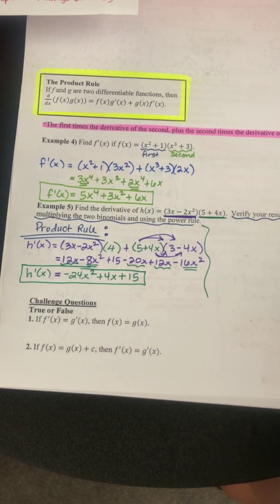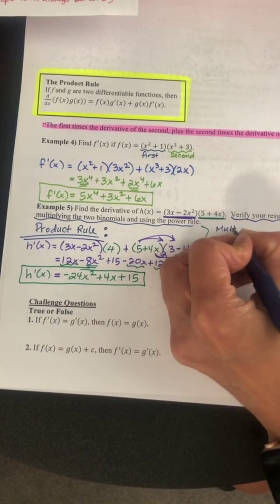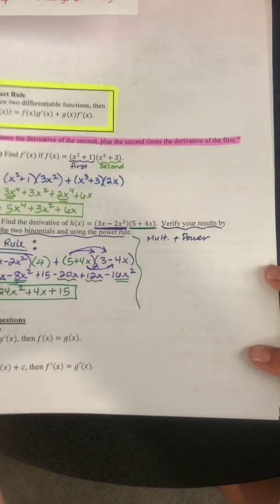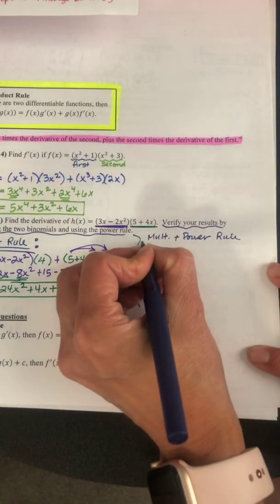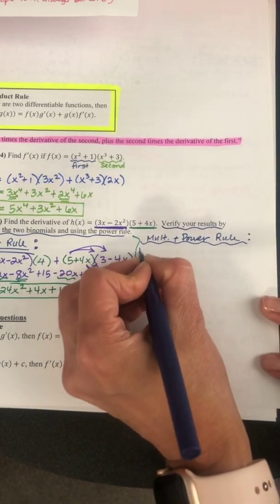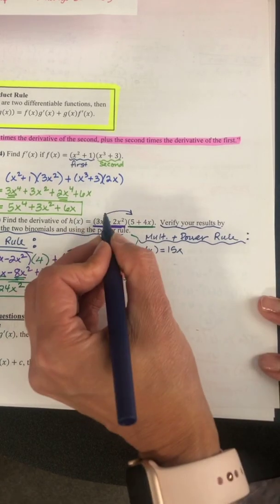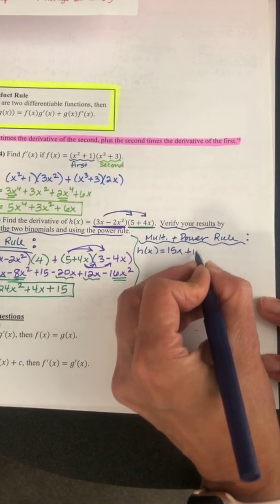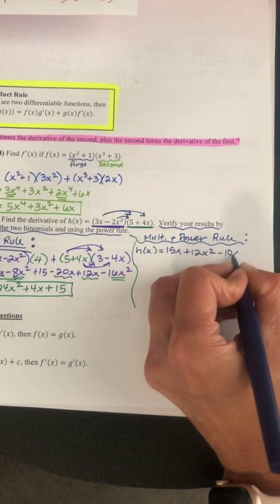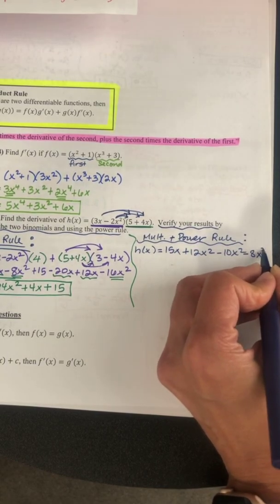So now let's try it out with the power rule. So we first have to multiply first. So multiply, and then we're going to use the power rule. Okay, so we got to multiply this out. So I have h of x equals, so 3x times 5 is 15x. 3x times 4x is a 12x squared. Negative 2x squared times 5 is negative 10x squared. And negative 2x squared times 4x is negative 8x cubed.